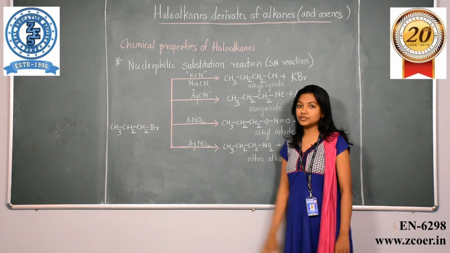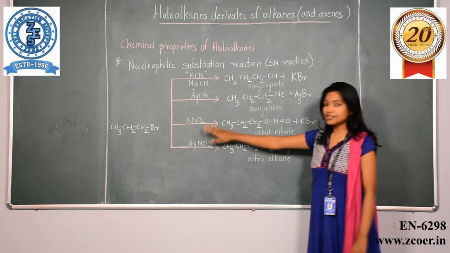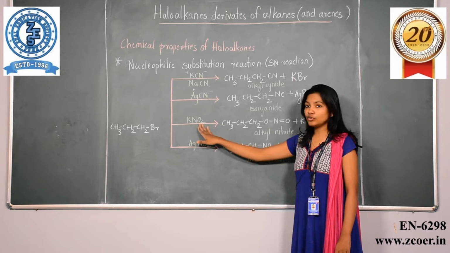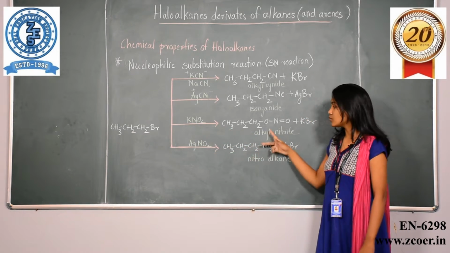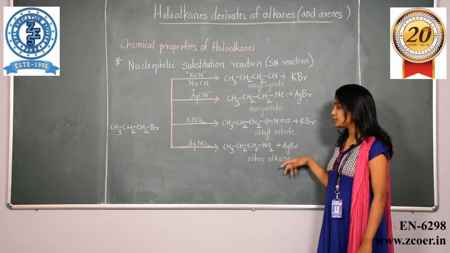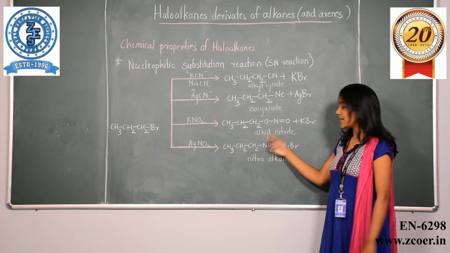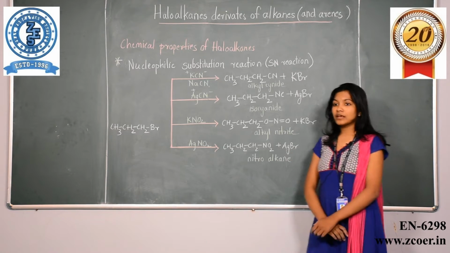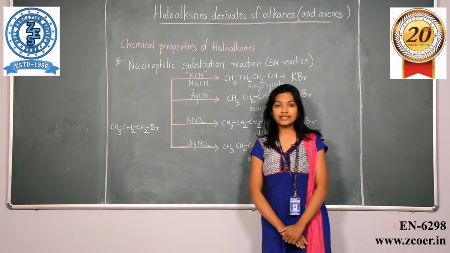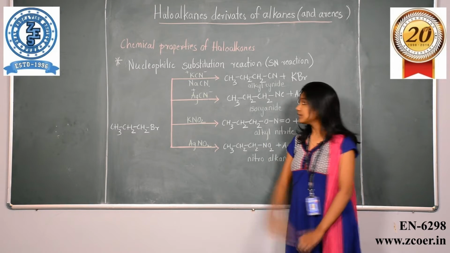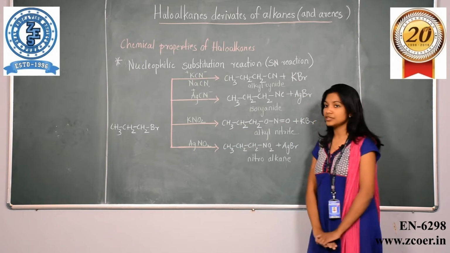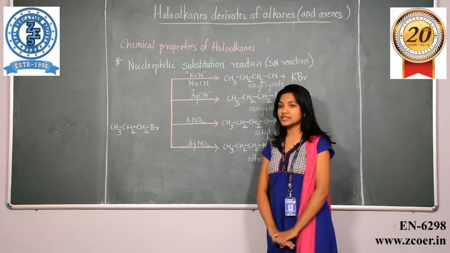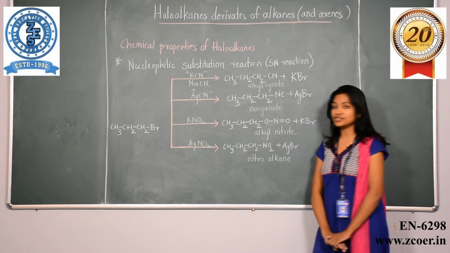Similar to potassium cyanide, the reactions with KNO2 and AgNO2 also give us two different sets of products, which are alkyl nitrite and nitroalkane. Vinyl chloride is less reactive in these nucleophilic substitution reactions. This is because they are less resonant.